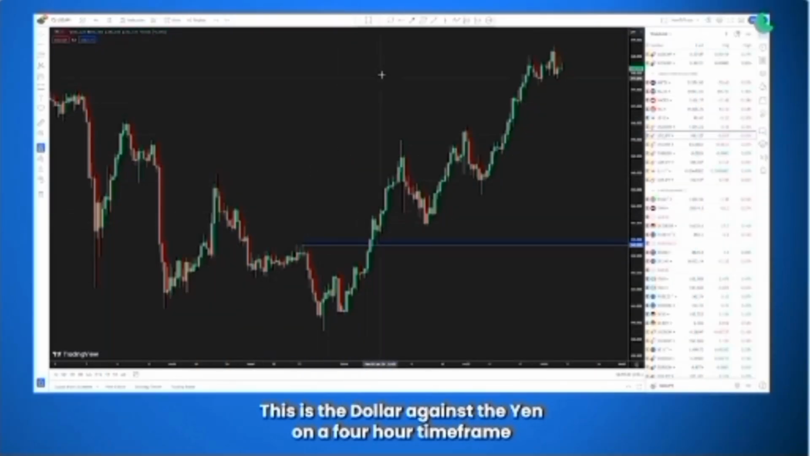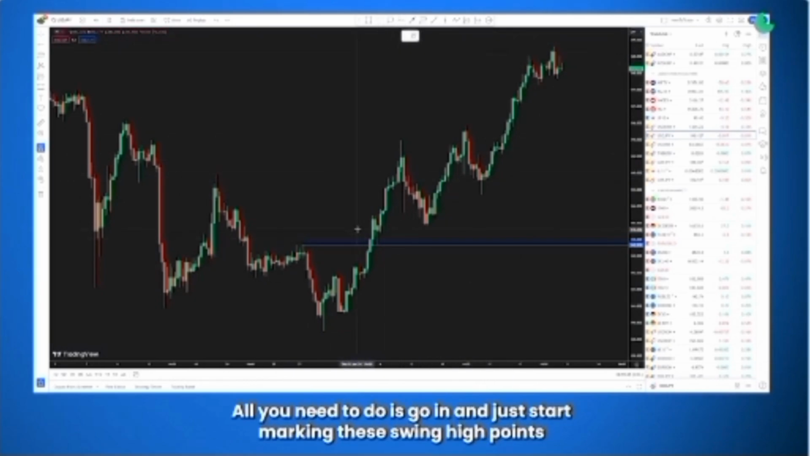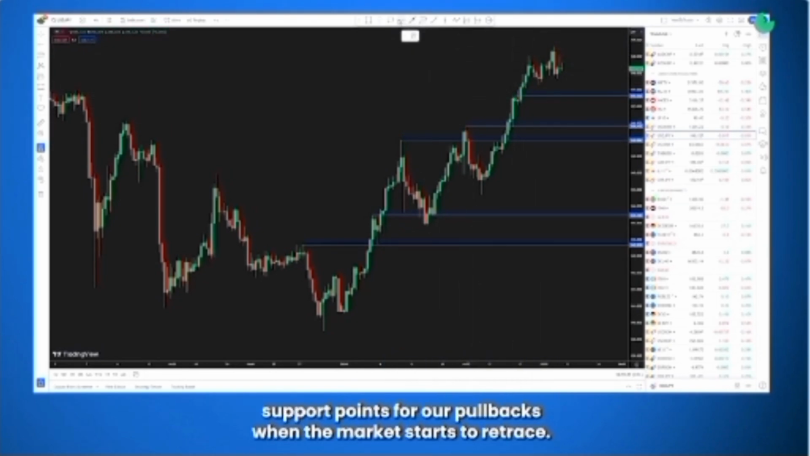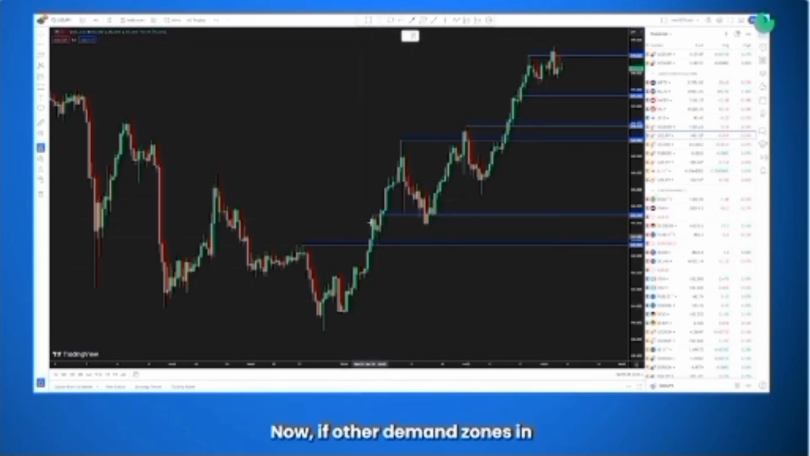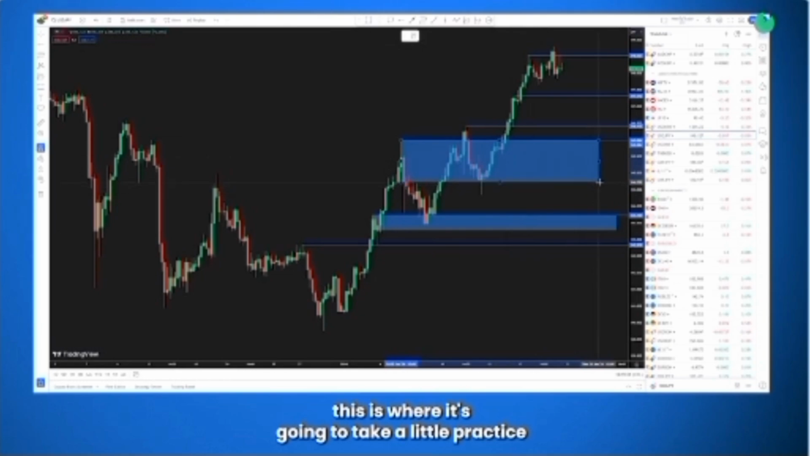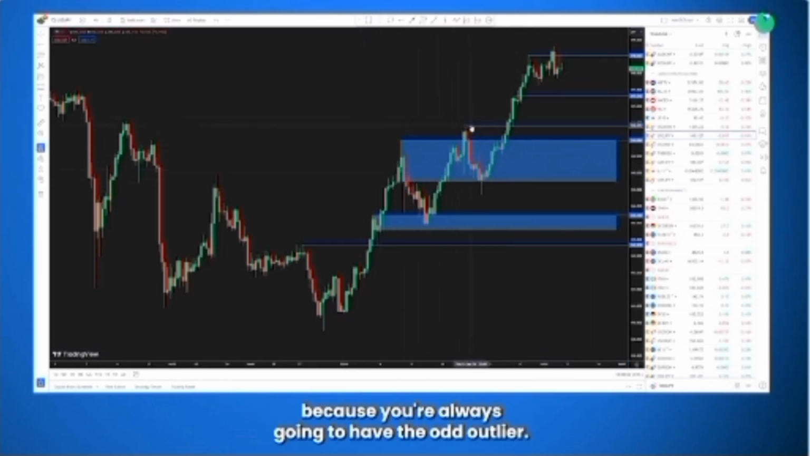This is the dollar against the yen on a 4-hour time frame, and you can see the nice uptrend that we've got forming. All I need to do is go in and just start marking these swing high points, and you'll start to see how that creates nice support points for our pullbacks when the market starts to retrace. Now, if we can add the demand zones in and just put those over the first bearish candle, this is where it's going to take a little practice and some experience to get good at doing this, because you're always going to have the odd outlier.